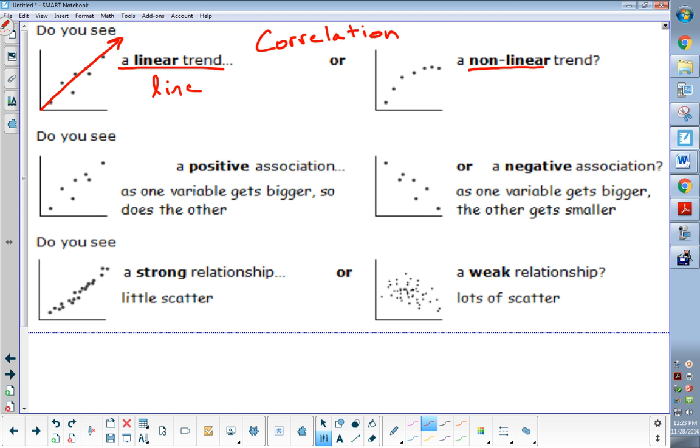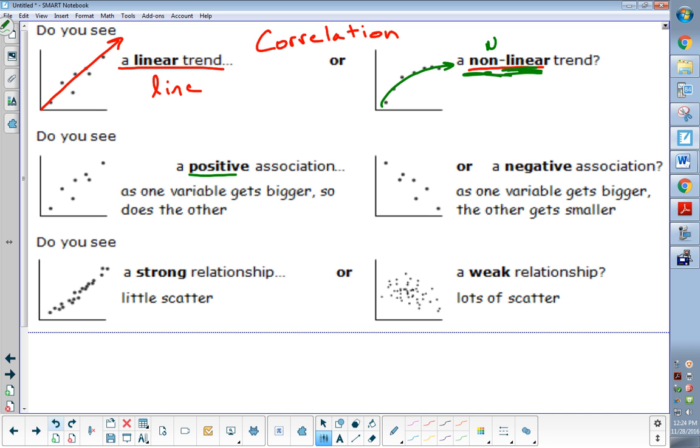You could have a non-linear trend. If something is non-linear, that means it is not a line. These dots are still correlated, but it doesn't make sense to draw a straight line here because they start to bend. Just like in the problem that we just did, it would make more sense to make a curved line. So if it's not a straight line, then the trend is considered nonlinear.